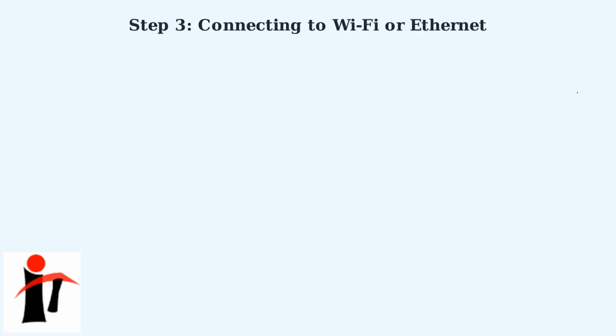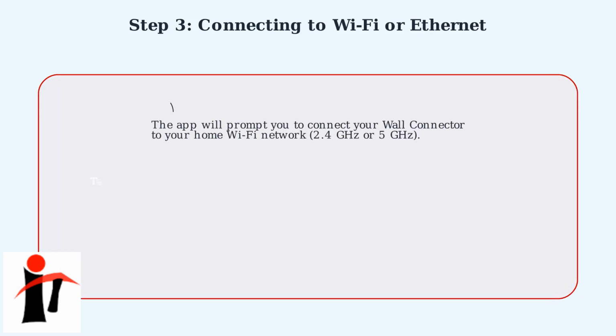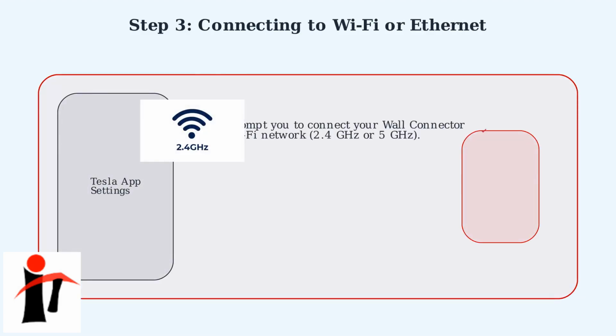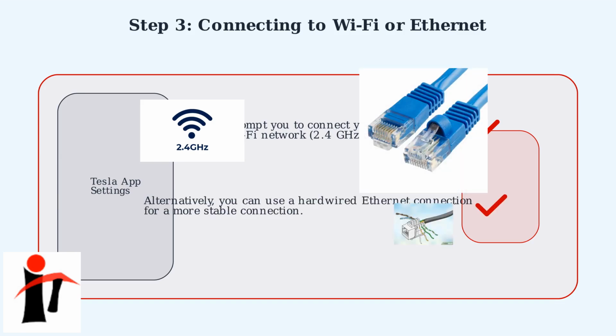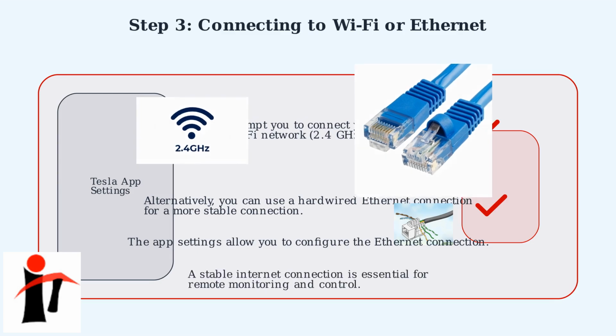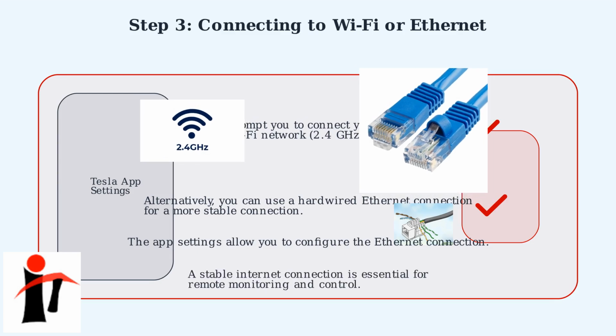The app will prompt you to connect your wall connector to your home Wi-Fi network, supporting both 2.4 GHz or 5 GHz frequencies. Alternatively, you can use a hardwired Ethernet connection for a more stable connection. The app settings allow you to configure the Ethernet connection. A stable internet connection is essential for remote monitoring and control.